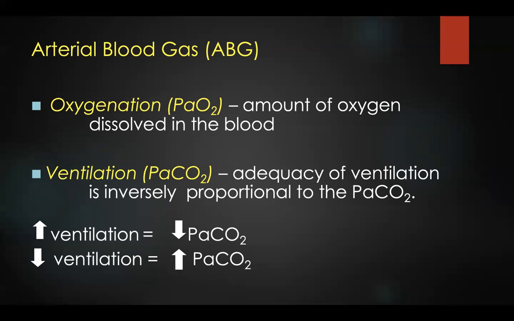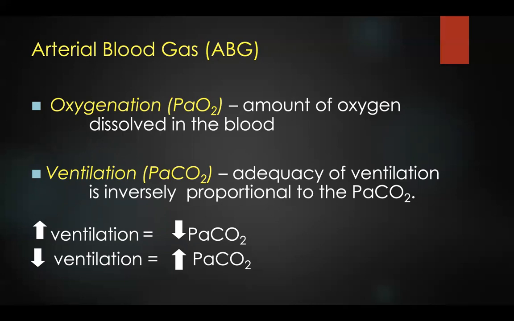But in ABG, the one that you obtain in terms of the oxygenation is the partial pressure of oxygen, or PaO2, and that is the amount of oxygen dissolved in blood. Now, ventilation can also be determined by the partial pressure of carbon dioxide, which reflects the adequacy of ventilation, and it is inversely proportional to it. Basically, it determines the amount of carbon dioxide in blood. Okay? If you have high ventilation, you have a low partial pressure of carbon dioxide. And if you have lower ventilation, then you have a higher partial pressure of carbon dioxide.